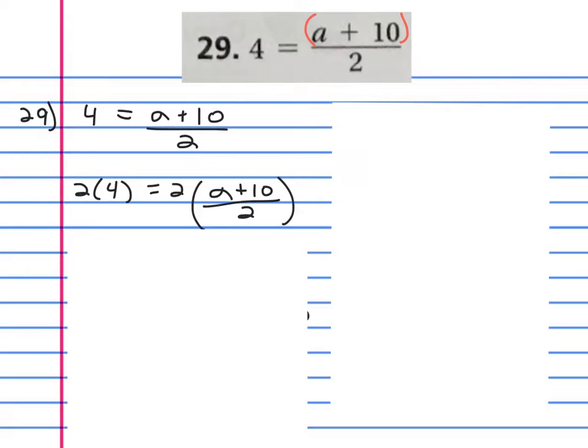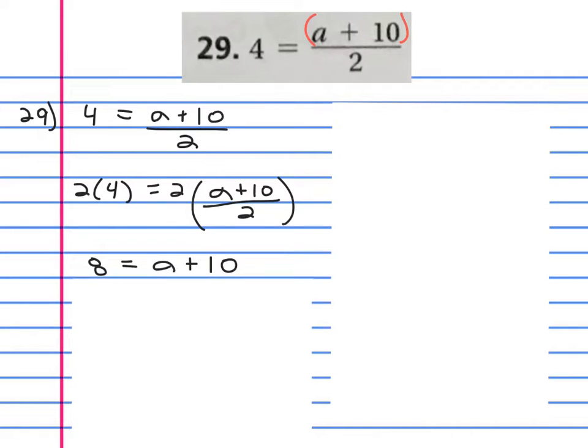Now, next step we're going to do is simplify it. 2 times 4 is 8, and the whole idea of the times 2 was to undo the divided by 2, so these two parts go away. They're inverse operations, and we're left with 8 equals a plus 10.